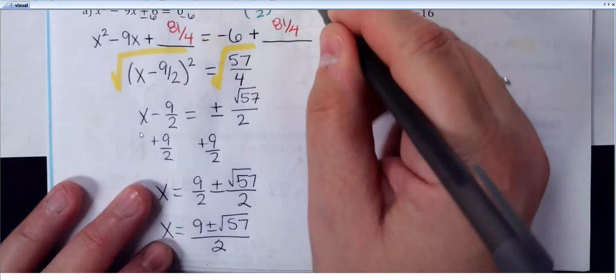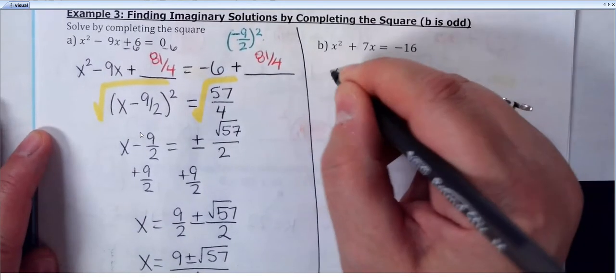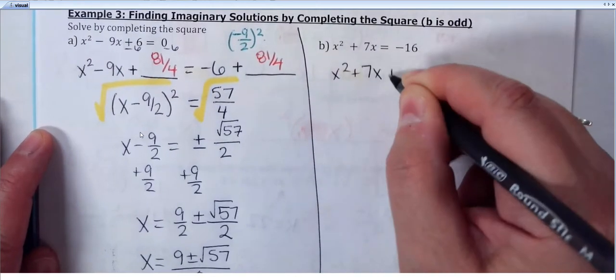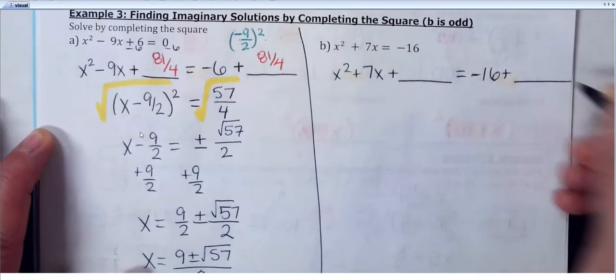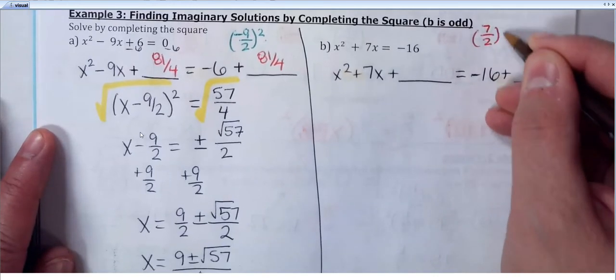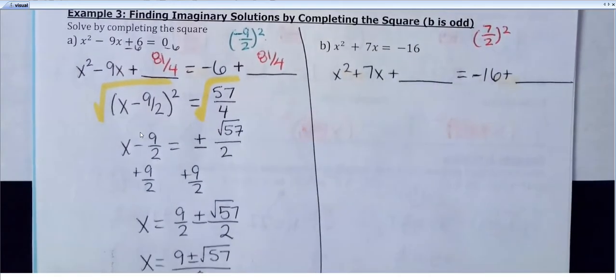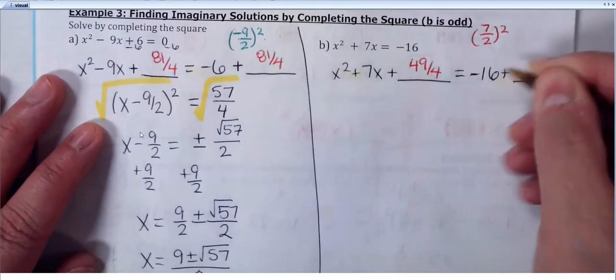Okay, I'm going to do one more with you. All right, so this is already kind of set up decently for us. I am going to do plus a little blank just to leave myself a space. Negative 16 plus a little blank there. Okay, when I do this one, I'm going to do positive 7 over 2 squared, which I cannot simplify, I can't divide 7 by 2 or reduce that in any way, but I can square it. Can anybody raise your hand and tell me what would you add to both sides here to complete the square? Yes, ma'am. Okay, 49 over 4.